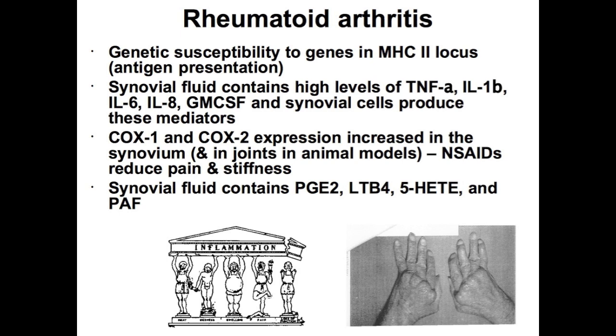If you take fluid from the joints of people with arthritis, that fluid contains high amounts of the sort of chemicals that I've just been talking about, tumor necrosis factor, interleukin-1, and what have you. And if you take the cells from the synovium and put them in a test tube, they just chug out these chemicals. So also the enzymes that metabolize arachidonic acid are upregulated in the synovium and also in animal models in the joints.